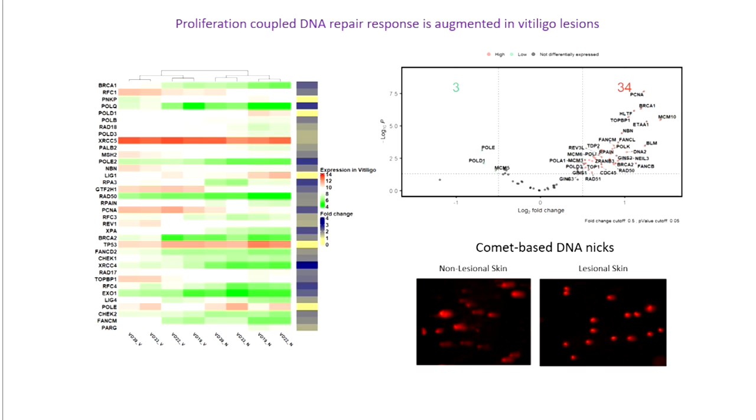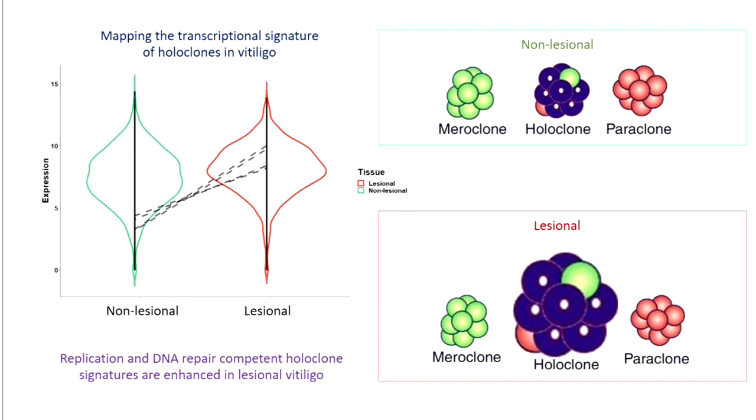To look at whether there are any cellular changes associated with DNA repair, we performed COMET analysis, which essentially estimates nicks in the DNA. The nicks in the DNA are more in the non-lesional skin than the lesional skin. So all these pointed to the fact that perhaps the demography-based observations are something we need to look at more closely at the molecular level.